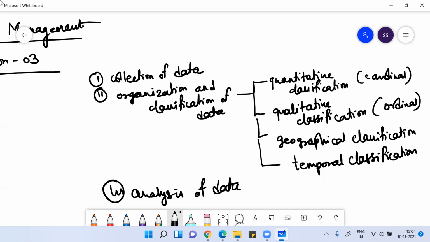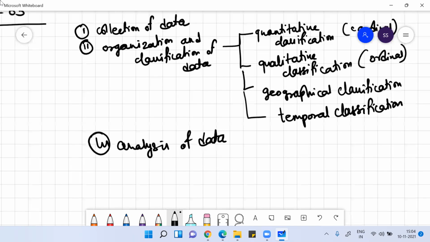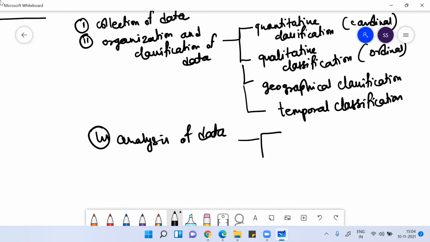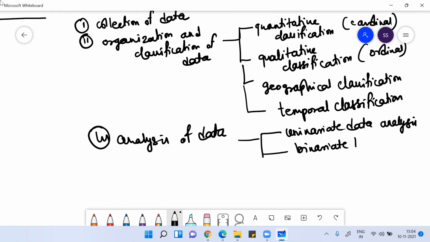So when we are analyzing the data, we can either follow univariate data analysis, or bivariate data analysis, or multivariate data analysis. Multivariate means a single variable is dependent on a lot of variables.